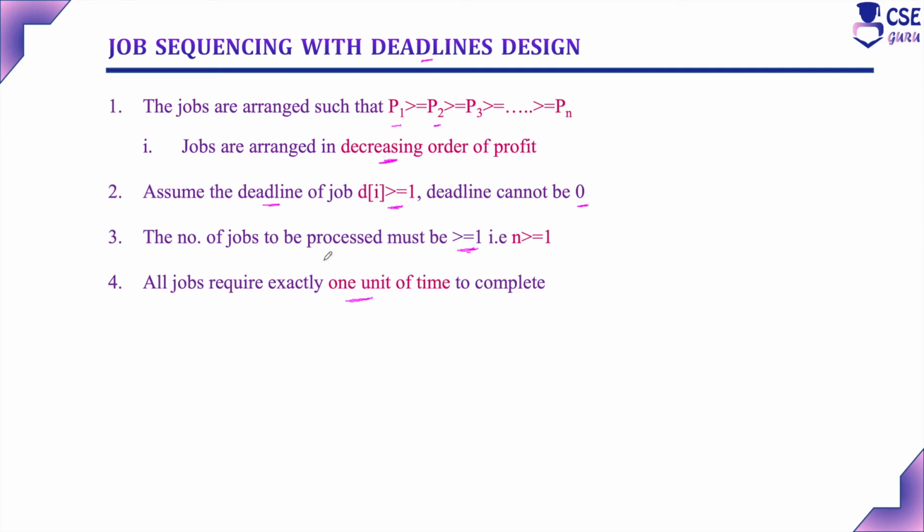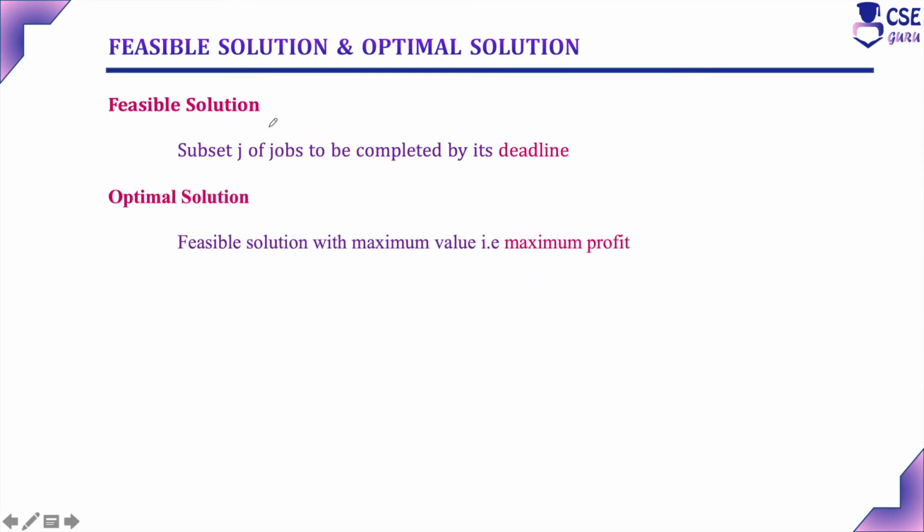So these are all the steps we need to consider to implement the job sequencing problem with deadline. There are 2 types of solutions we need to consider for the job sequencing problem. One is the feasible solution and another one is the optimal solution. So, if you are considering the job sequencing problem, two important things we need to consider. One is profit and another one is deadline.